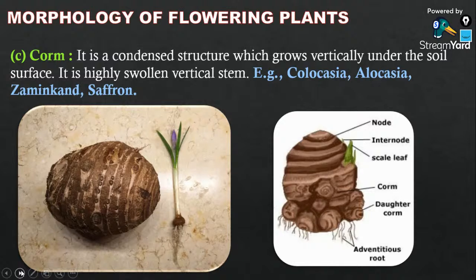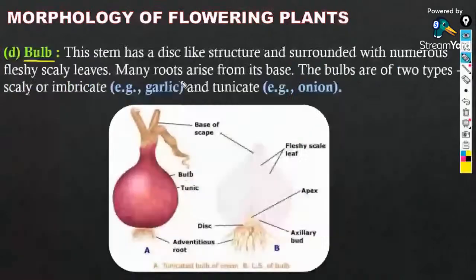The easy underground stem modification that we have to study is the bulb. Okay, so the bulb is a disc-like structure surrounded with numerous fleshy, scaly leaves. Guys, you will peel off the onion, right? You will eat the fleshy, scaly leaves. At the middle, you will find a beautiful structure, right? It is actually a fleshy, scaly leaf.